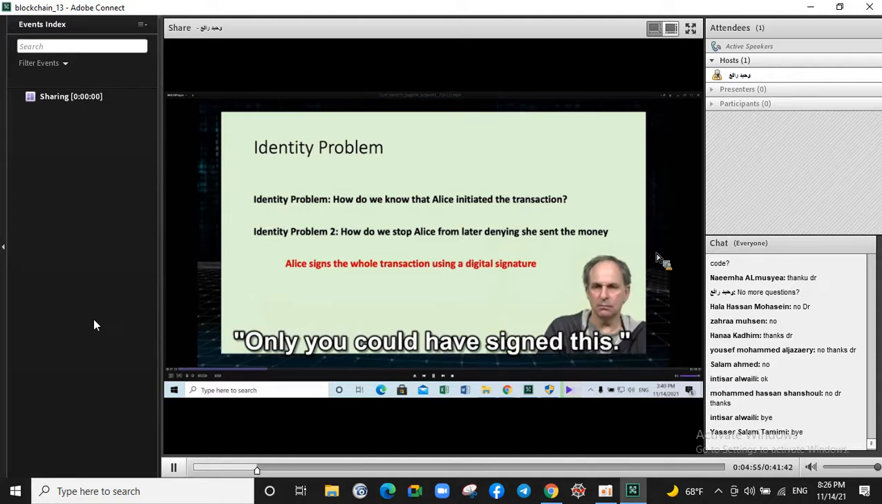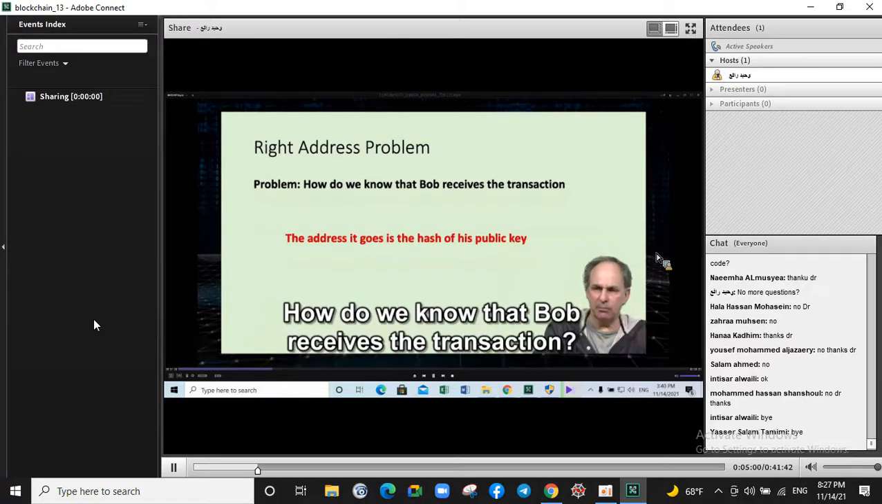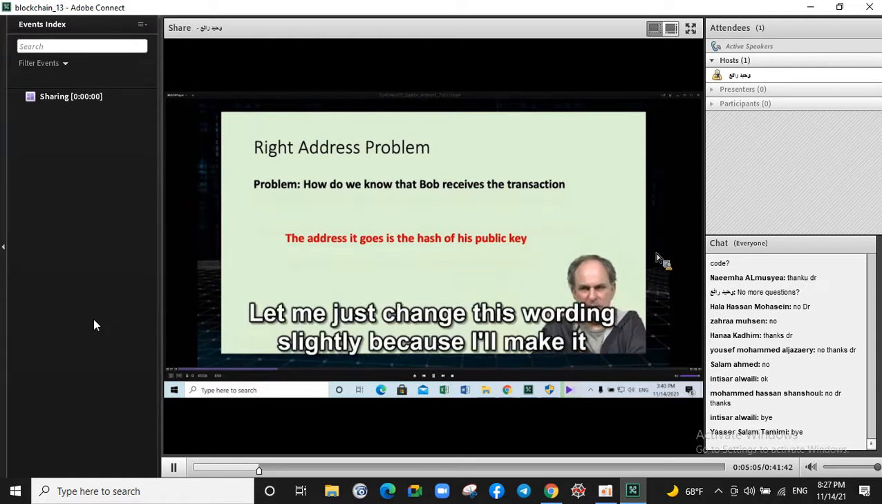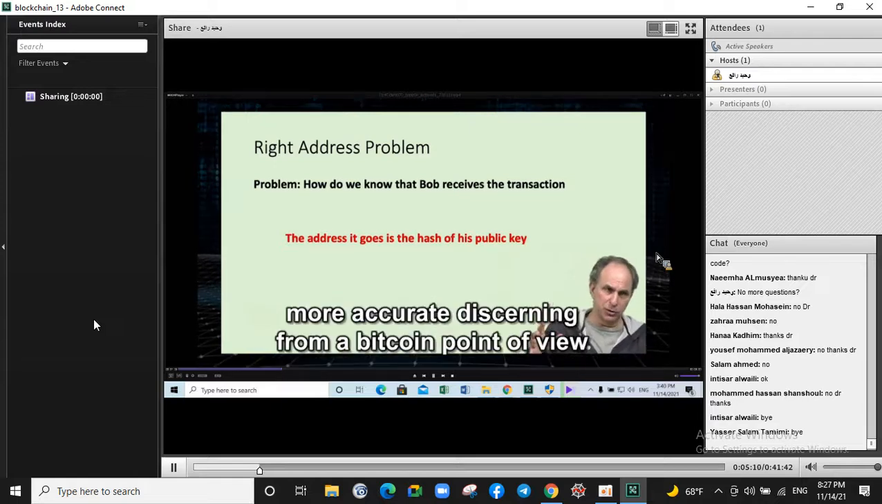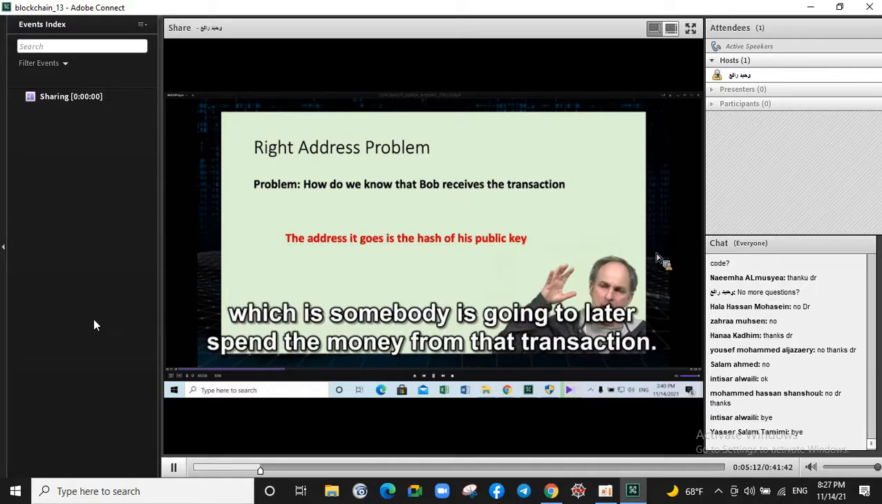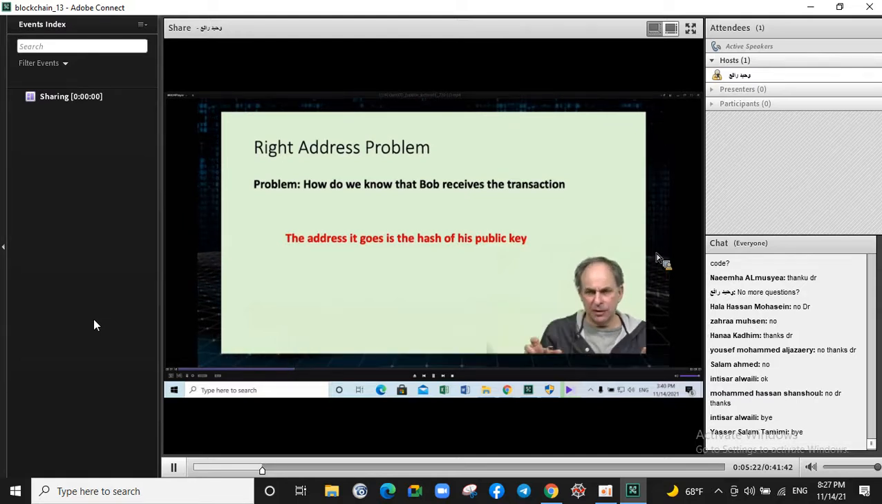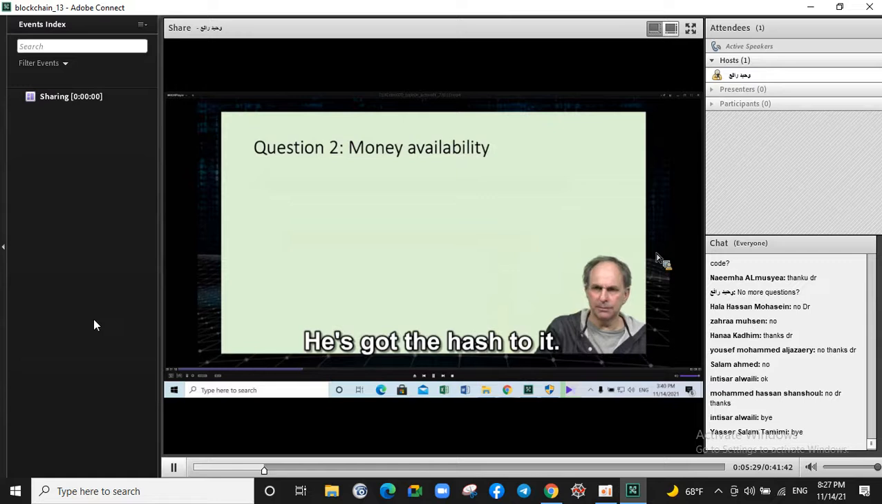Right, here's another problem. How do we know that Bob receives the transaction? How do we know it's Bob? So let me just change this wording slightly because I'll make it more accurate, certainly from a Bitcoin point of view, which is somebody's going to later spend the money from that transaction. How do we make sure it's only Bob who can do it? And it comes from the fact that the address it goes to is the hash of his public key, and he just has to prove that that's his public key he's got the hash to.